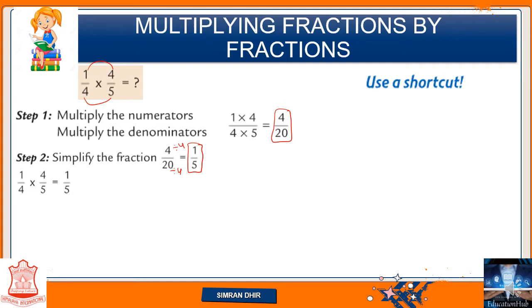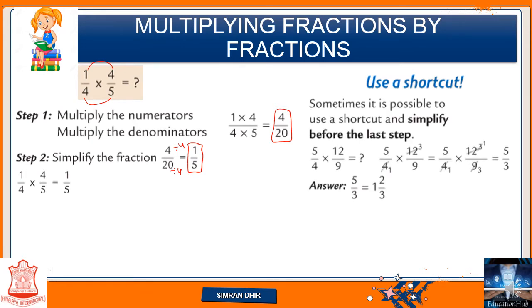But we can also use a shortcut in this. Now let's see what is this shortcut. Sometime it is possible to use a shortcut and simplify before the last step. That means हम last step से पहले ही simplify कर सकते हैं. That means अगर 4 by 20 हमारे पास lowest form में नहीं आया, so we can use a shortcut कि 4 by 20 आने से पहले ही आंसर हमारा lowest form में ही आए.